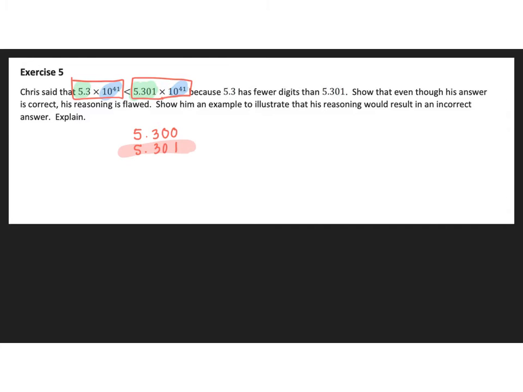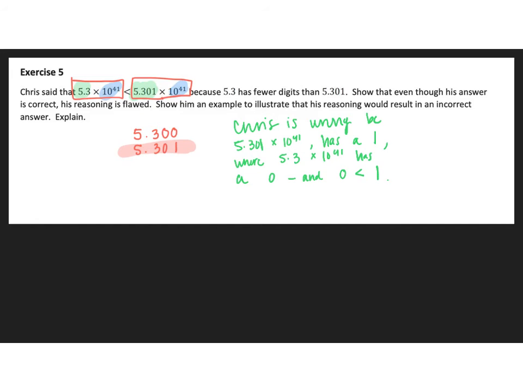So Chris is wrong because 5.301 times 10 to the 41st power has a 1, where 5.3 times 10 to the 41st power has a 0, and 0 is less than 1. Okay, just a quick little explanation showing why he would be wrong.